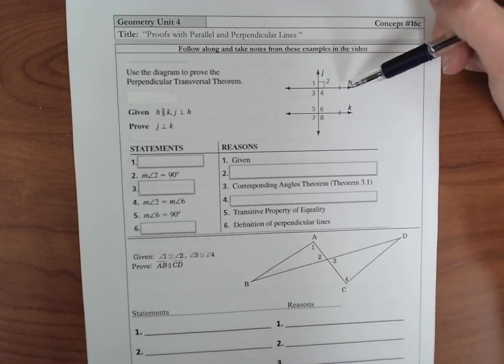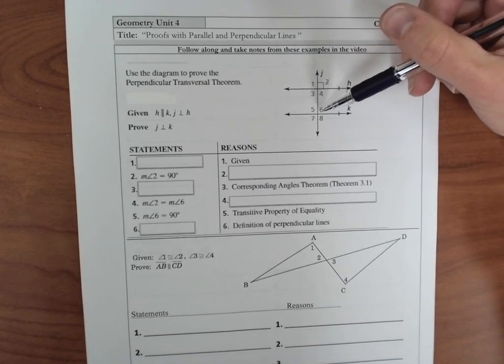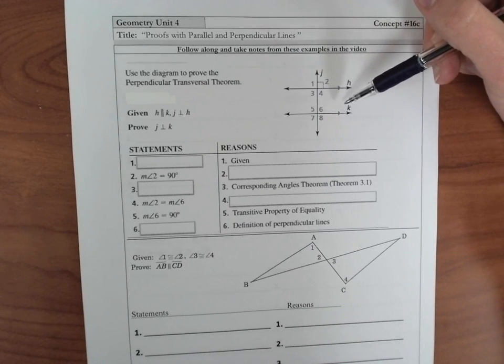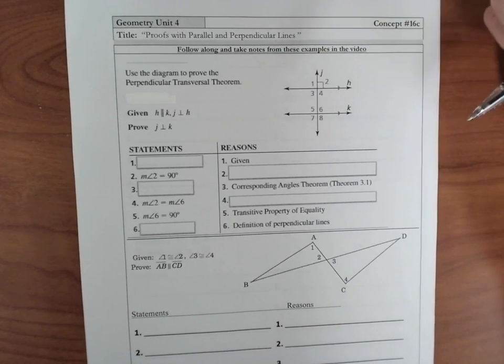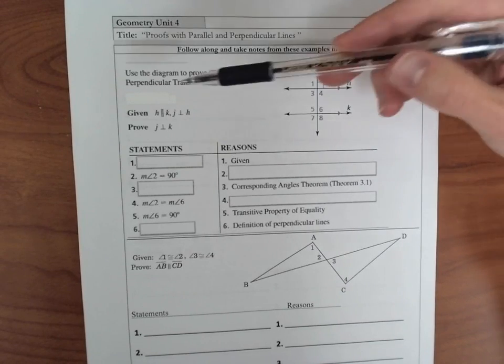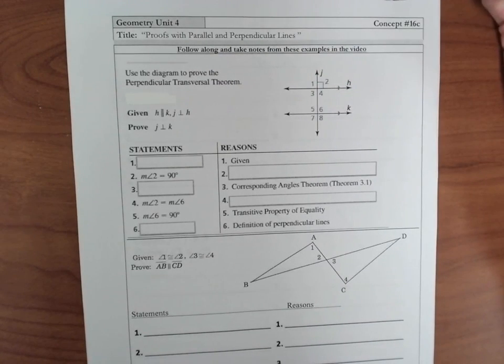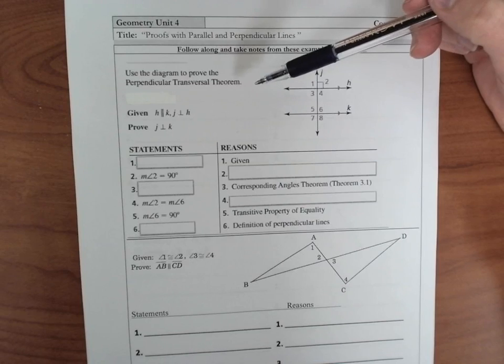If we're trying to prove the lines are parallel and we know that the angles are congruent to start with, we use the converse. So we're going to look at some proofs where we use both of those, and it's important we pay attention to those. This first one is actually proving the perpendicular transversal theorem. We looked at that a couple videos ago.